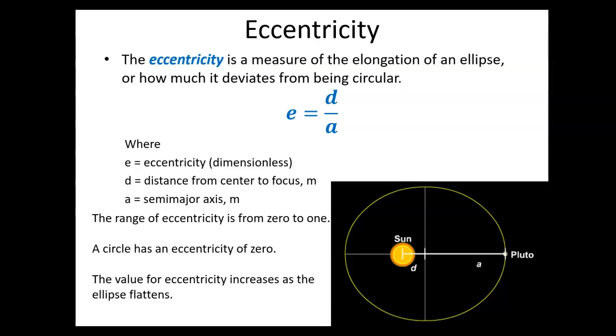If the orbit were circular, the distance d would be 0 because the two focus points would both be at the center of the circle. And so therefore a circle has an eccentricity of 0. And as the eccentricity gets closer and closer to 1, which is its maximum value, the ellipse becomes wider and flatter, much more elongated.